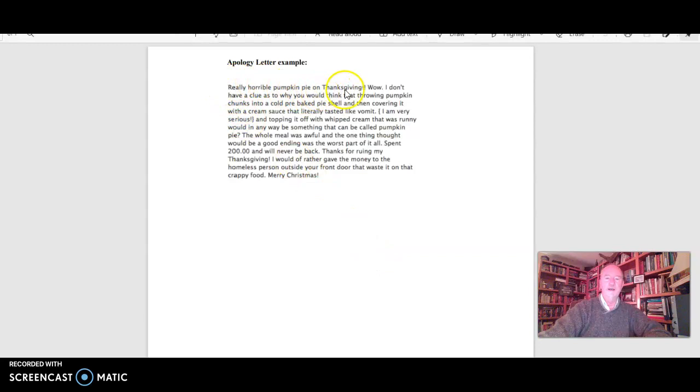Really horrible pumpkin pie. I don't have a clue why you would think throwing pumpkin chunks into a cold pre-baked pie shell and then covering up with cream sauce that literally tasted like vomit, I'm serious, and topping it off with whipped cream that was runny would anyway be something that can be called pumpkin pie. The whole meal was awful, and one thing I thought could be a good thing was the worst part of it all. Spent $200 and will never be back. Thanks for ruining my Thanksgiving. I would have rather gave the money to the homeless person outside your front door than wasted on the crappy food. Merry Christmas.